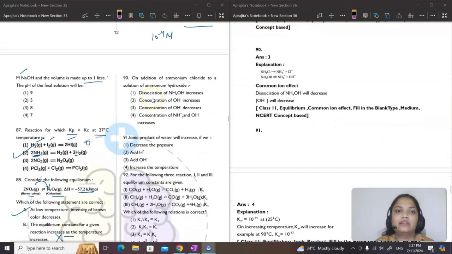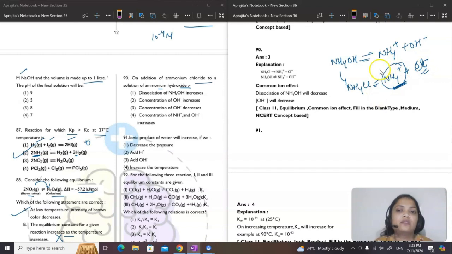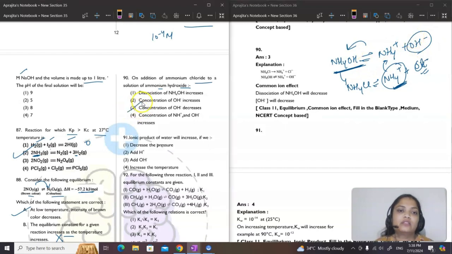Next question number 90. Students, on addition of ammonium chloride to ammonium hydroxide, what will happen? If we have ammonium hydroxide solution, it will give you ammonium ions and hydroxide ions. Now I am adding ammonium chloride to it. This ammonium chloride will also provide ammonium ions. So now there will be more ammonium ions, which means the reaction will proceed in the backward direction because of the common ion effect. So dissociation of NH4OH will decrease, meaning the concentration of hydroxide ions will decrease. The answer is option 3.